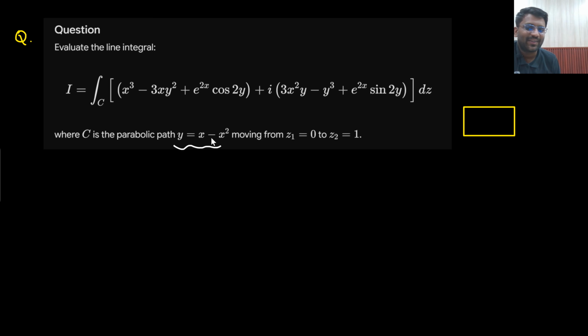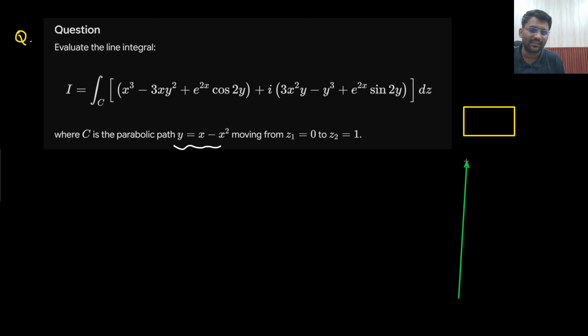The path is y equals x minus x square. We are moving from 0 to 1. Through which path? y equals x minus x square. You see the path as well. That means it will look somewhat like this. At minus infinity it will be minus infinity, and at plus infinity as well it will be minus infinity. So this is how you will be moving.